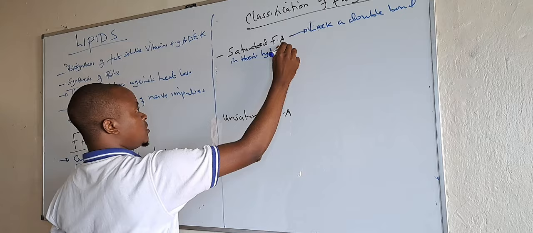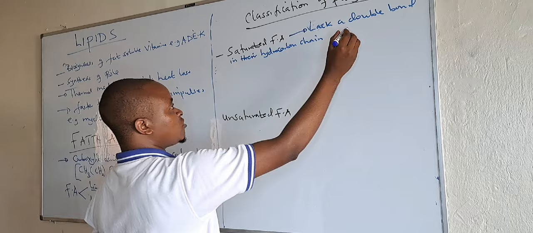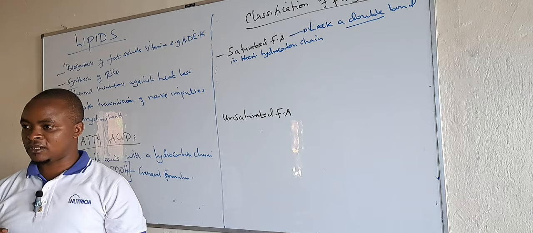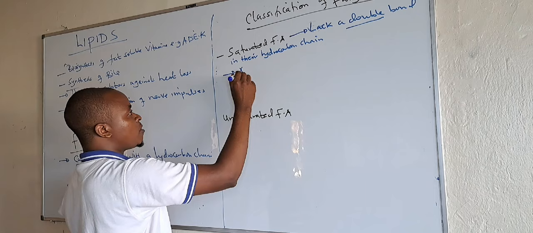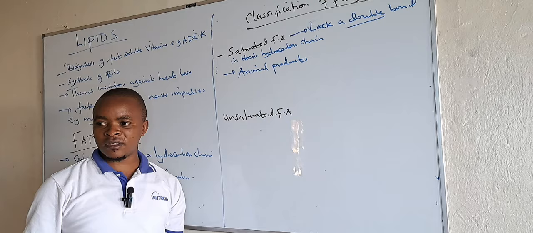So the major thing is that the saturated ones in the hydrocarbon chain are fully saturated with no double bond. Before I give an example, these saturated fats come from animal products, and they are not good for our health. So in summary, I can say they are bad fats.